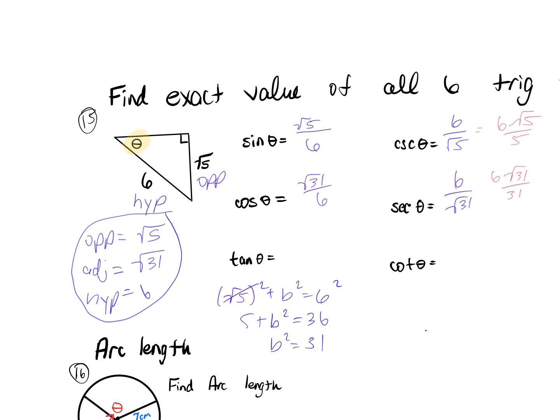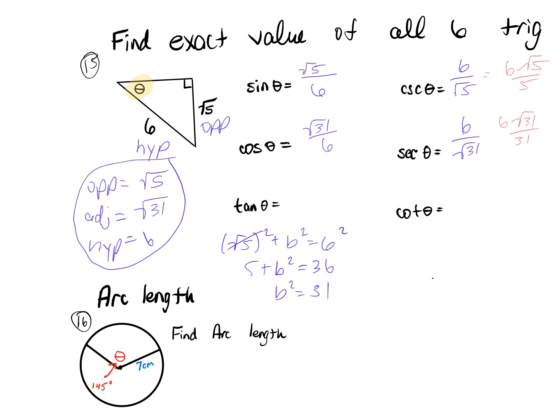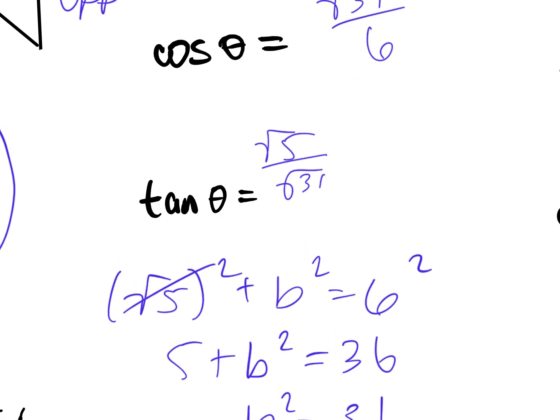Here's the problem that I was thinking of earlier. So my tangent is opposite over adjacent, right? So it's the square root of 5 over the square root of 31. If we're going to fix that, guys, you're going to rationalize it with the square root of 31. A house times a house is just a what? It's a bigger house. So what is 31 times 5?